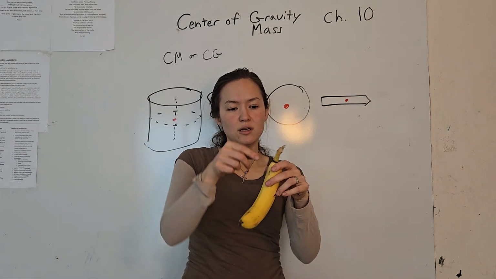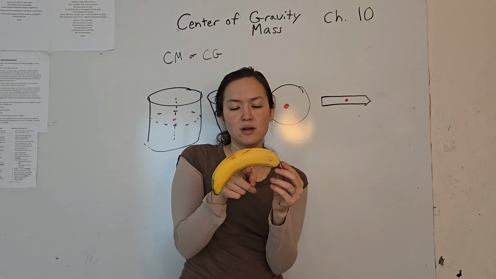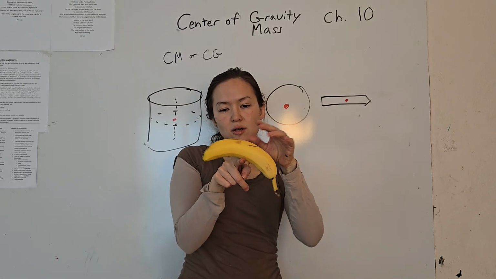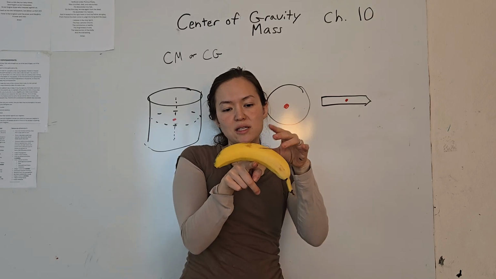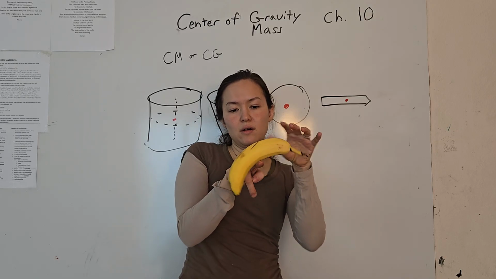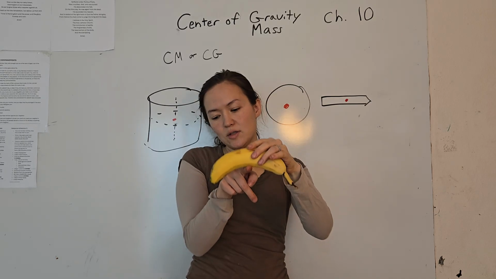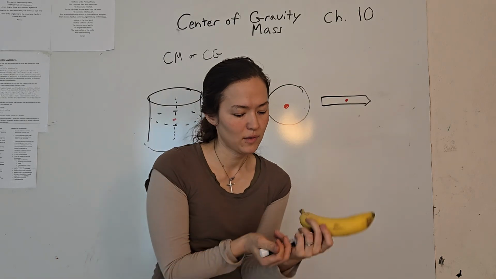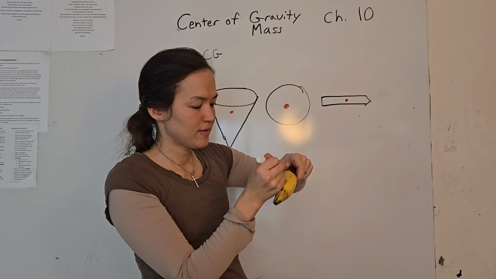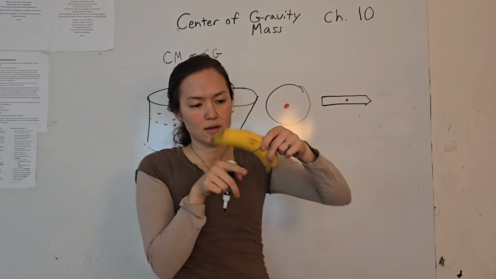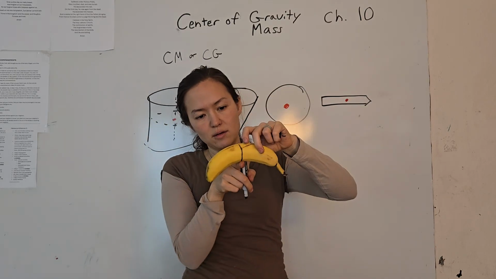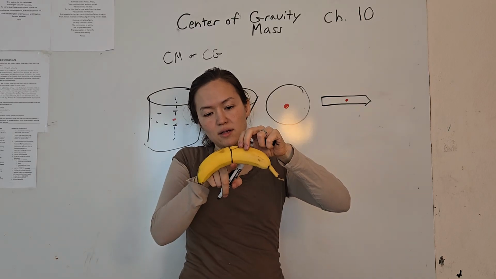So here's a banana. I'm going to try to find where the center of mass is on this banana. Somewhere right around here, but okay, here we go. I'm going to draw a line. The center of mass for this banana is somewhere around here, okay? Right. Let's see, because I could balance it.